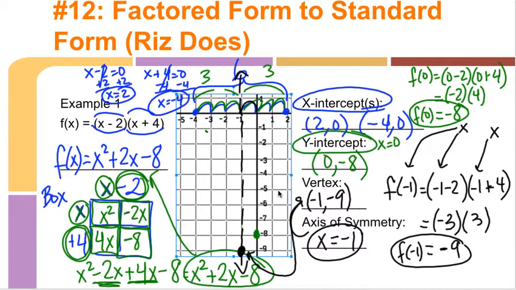So now I've got this point, this point, this point, and this point. And I know that this parabola is going to open upwards, so it's going to look something like this. Okay? Let's move on to the next example.